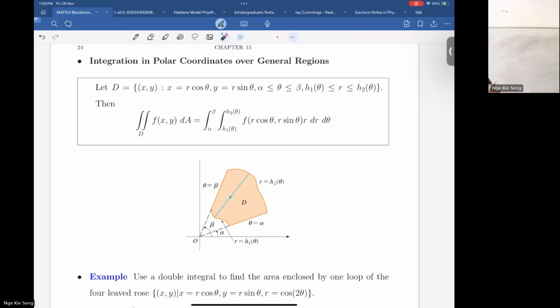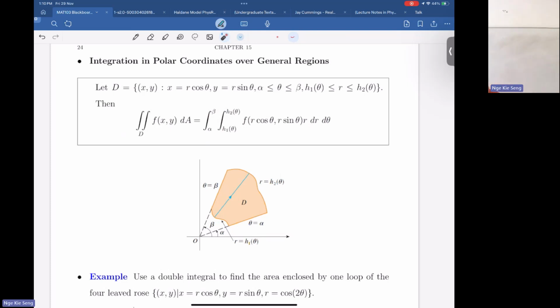Okay, so let's say the two side radius here is controlled by theta. So what can you do? You can integrate over r first, so that you place everything in terms of theta, and then you integrate over theta. Okay, does it make sense? Question?